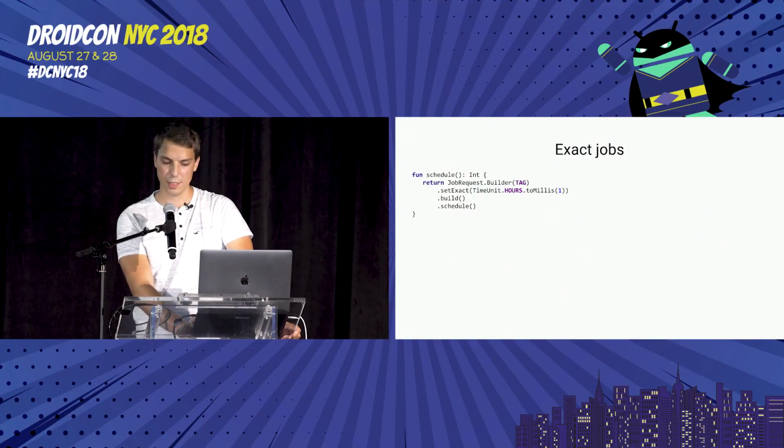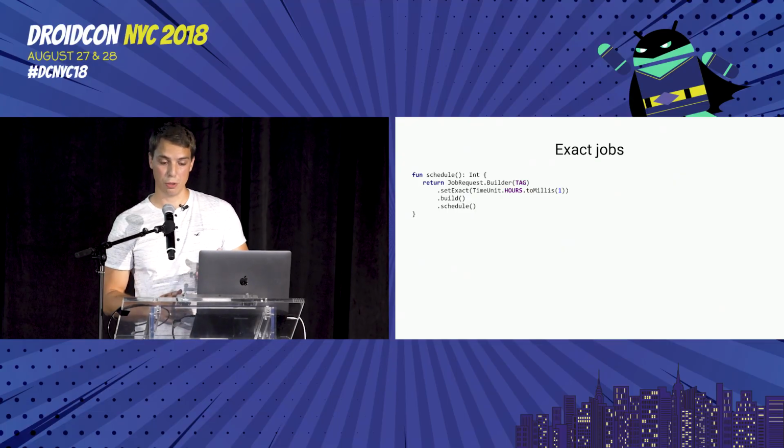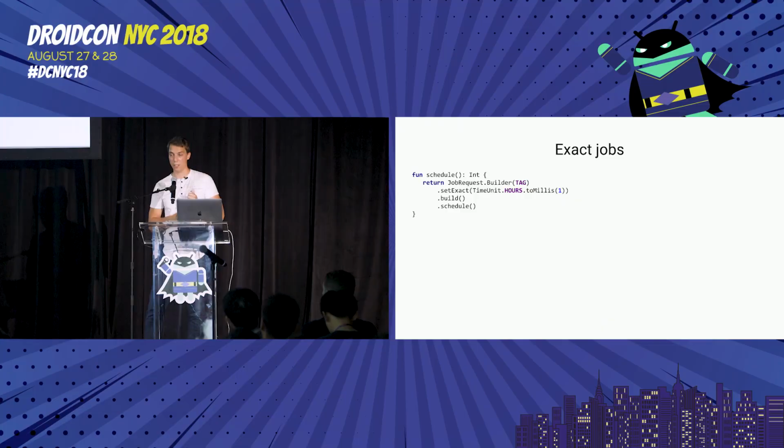And the first difference is that Android Job supports exact jobs. That's something WorkManager doesn't have. So if you have an exact job that you want to run exactly in 1 hour because the user set up a reminder or an alarm or a similar functionality in your app, then that's something WorkManager doesn't have.